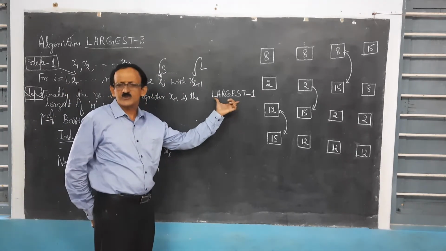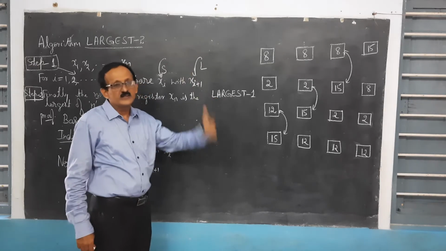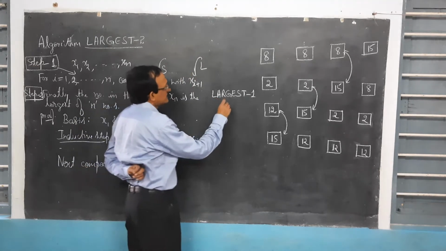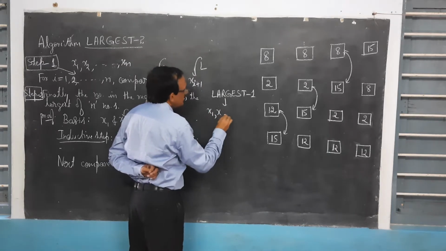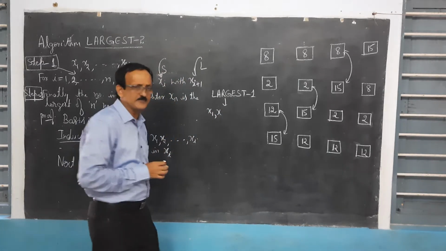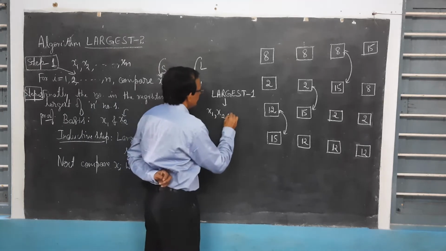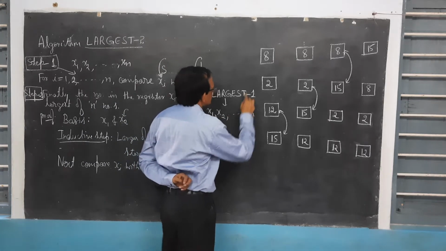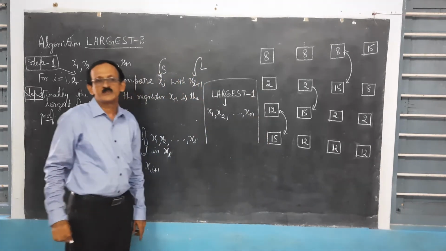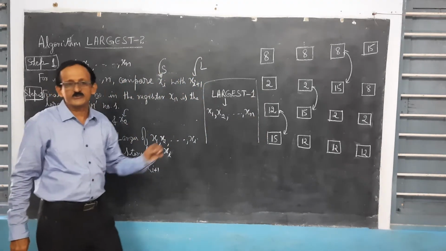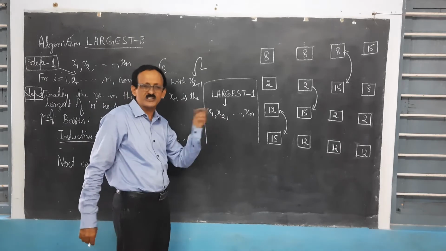What is this largest one algorithm meant for? It is meant for finding the largest of n numbers stored in the registers x1, x2, etc., xn. What is the algorithm actually?